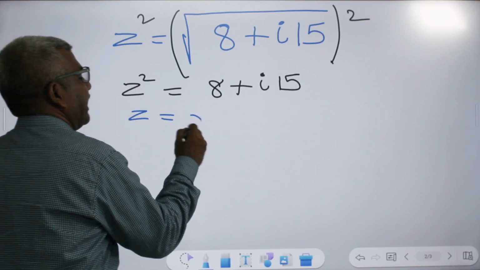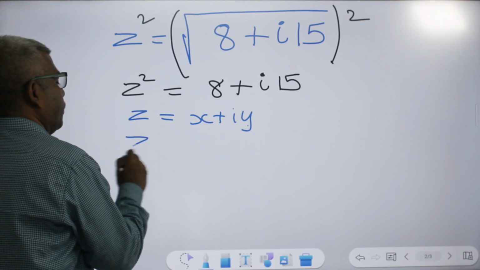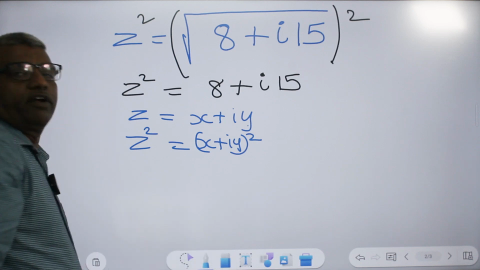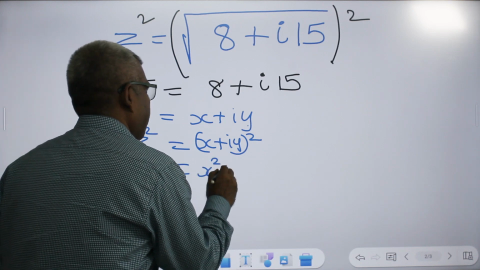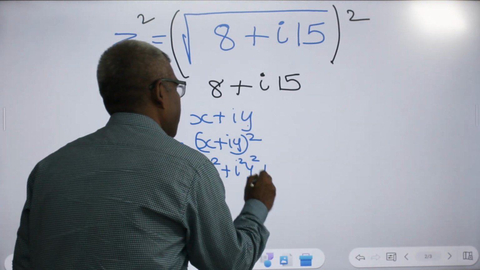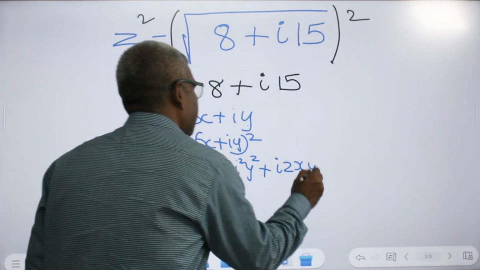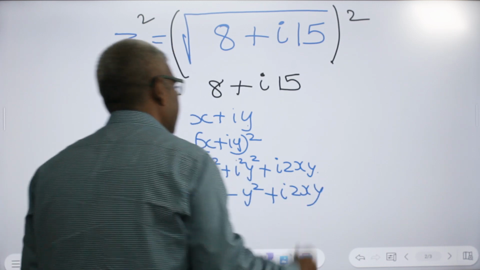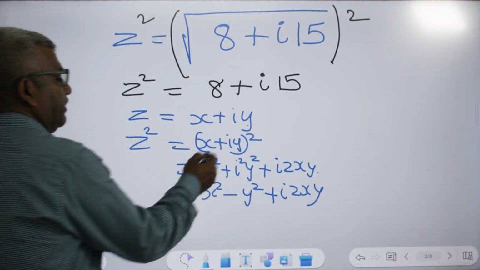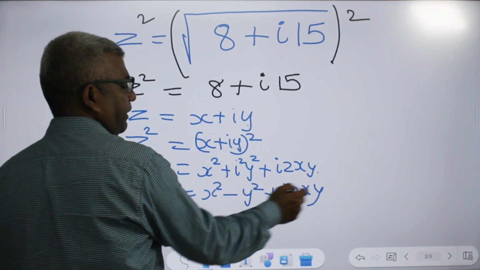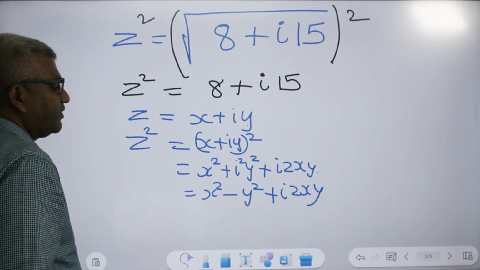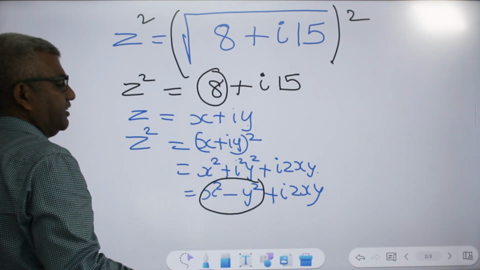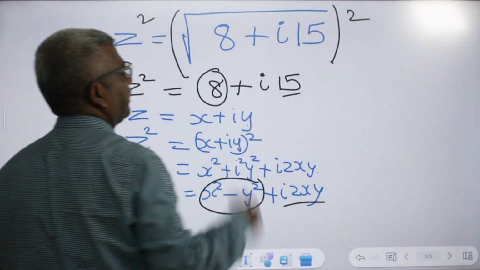Let z equal x plus iy. Then what will z squared be? (x plus iy) whole squared. What is (x plus iy) whole squared? x squared plus i squared y squared plus i 2xy, which is x squared minus y squared plus i 2xy. It is like (a plus b) squared, a squared plus b squared plus 2ab. Okay. Compare: x squared minus y squared is 8, and 2xy is √15.